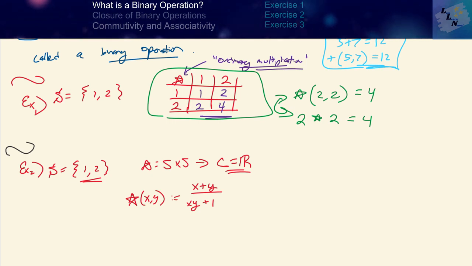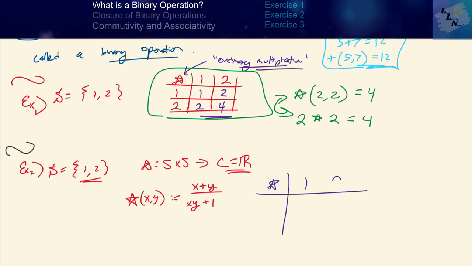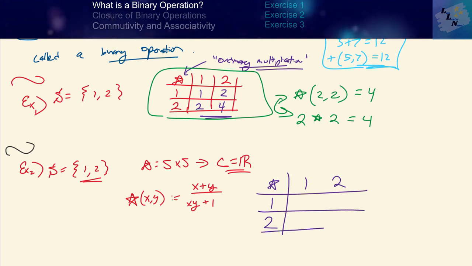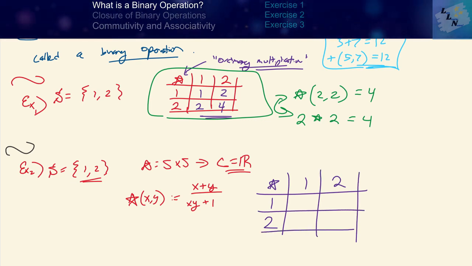So if I want to generate the multiplication table, if you may, we can definitely do that, right? So star, so 1, 2, 1, 2 are going to be our outputs, right? So what would happen if we put 1 and 1 into this table? So we have 1 plus 1, that's 2.